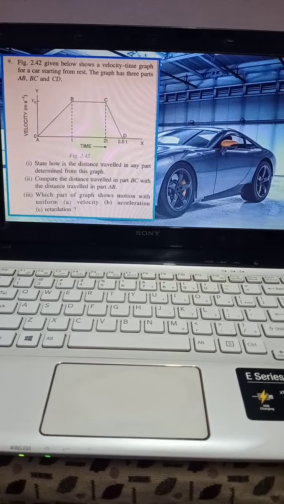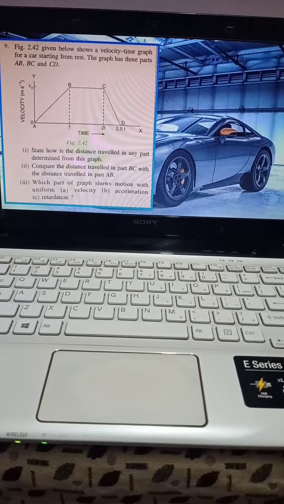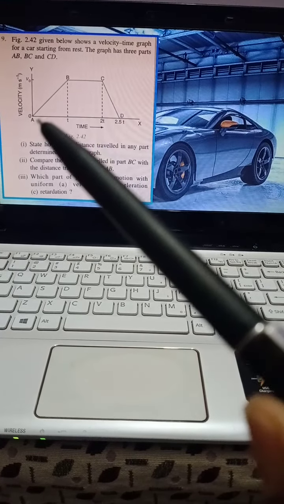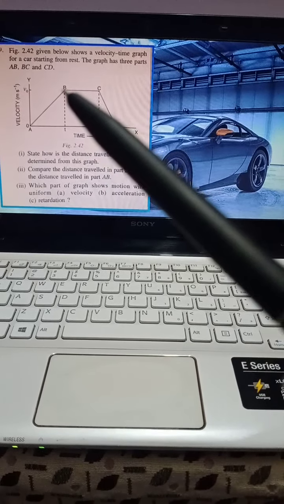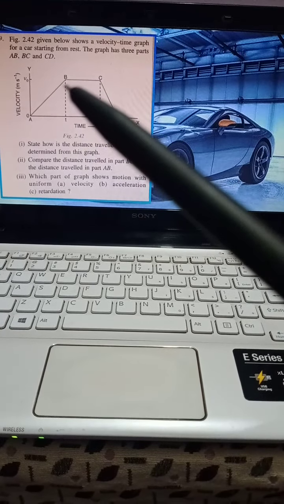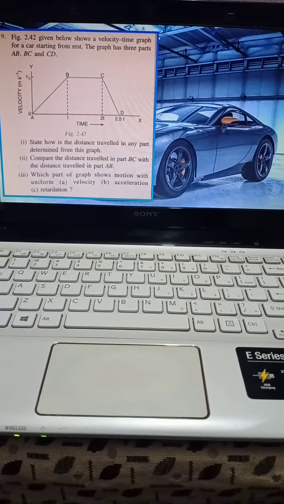Next we are going to see the velocity time graph of a car starting from rest. This is the graphical representation: it has started from rest from 0 to B, then moves at a constant velocity from B to C, and then it retards from C to D.